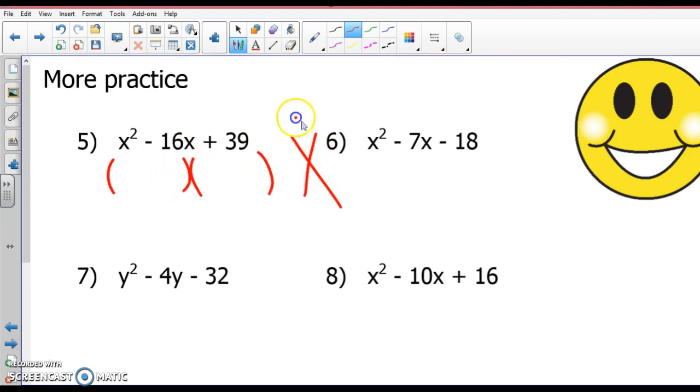Right. Let's do this one. If you want to do your diamond, how does x squared factor? X and x. We want two factors that multiply to 39 that add to negative 16. Negative 3 and negative 13. So x minus 3 and x minus 13.